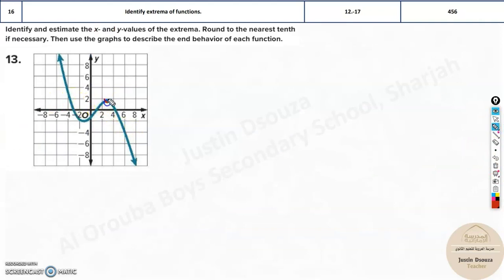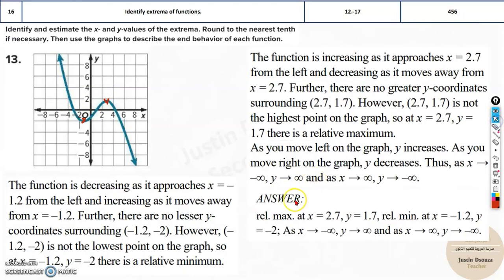Let's see over here. This is the relative maximum, relative minimum. You will have four options. Just check the approximate answers. Somewhere at 3, it is 1.9 or something. Let's see. Relative maximum, it's not 3, it's exactly 2.7. Now you can zoom in and check, you will get the answer accurately. But here I'm just saying an approximate answer, 2.7, it's 1.7. Whereas relative minimum is at minus 1, somewhere minus 1.2, the y value is minus 2.